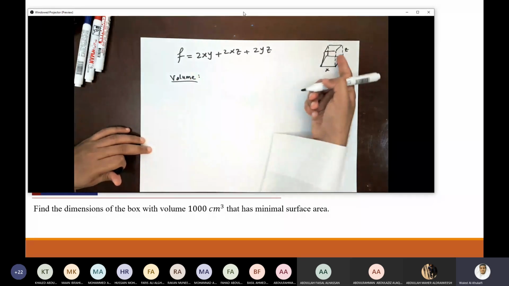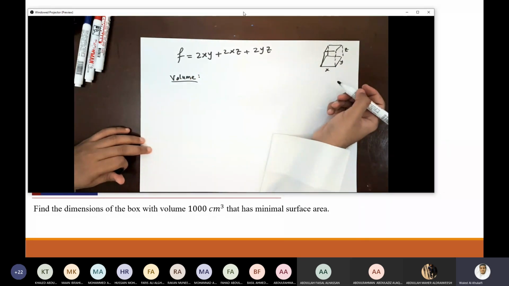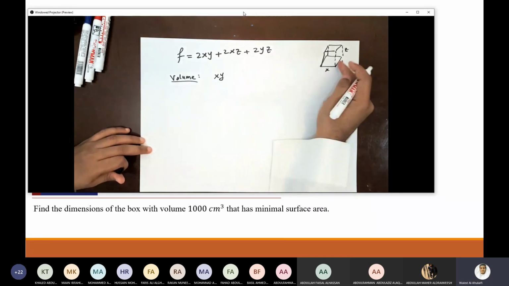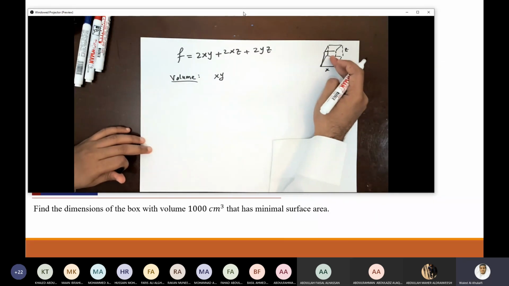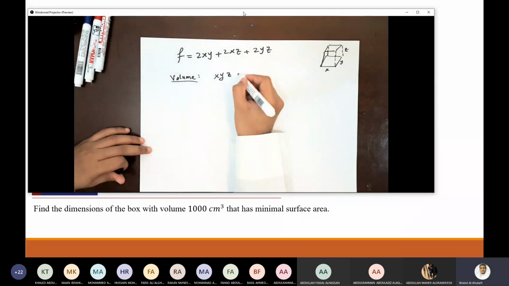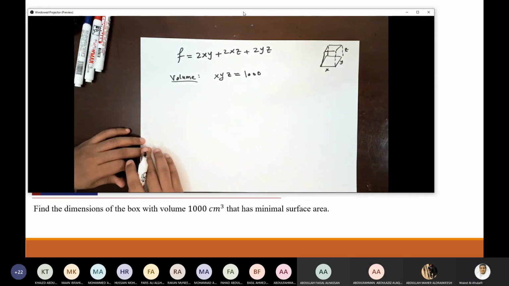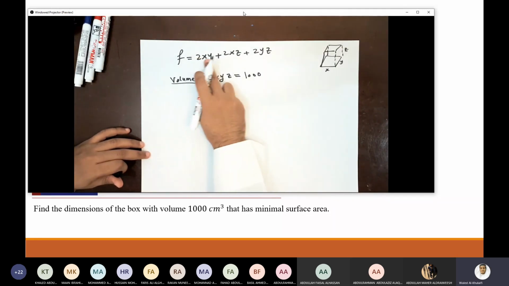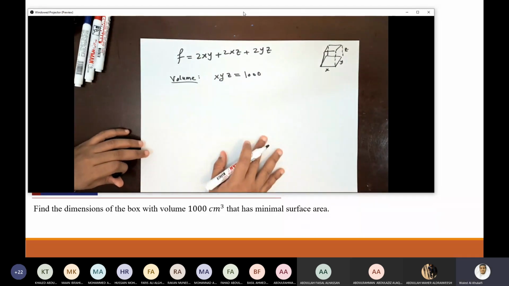What is the volume of this box? The multiplication of all of them. Yes, that is the area of the base. We can think of it as a cylinder: area of the base times height. What is the height? Z. And we need this to be equal to 1000. So we have this, what we call constraint, and this is the function A.